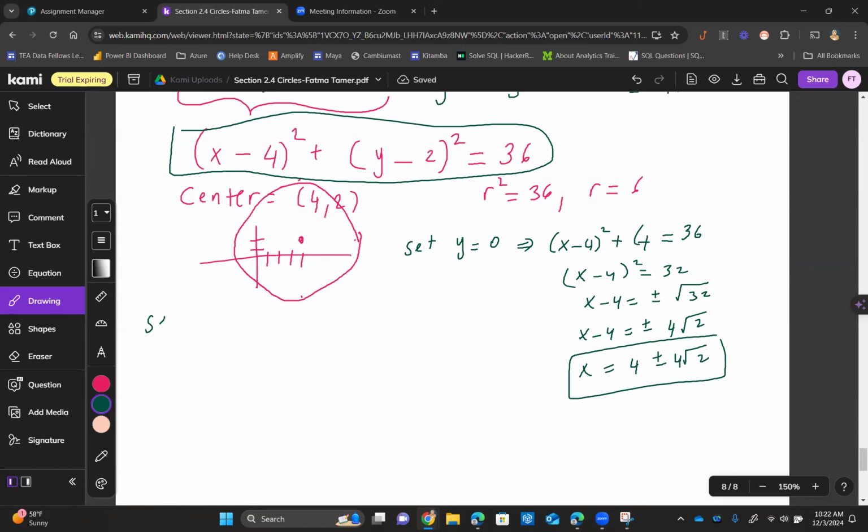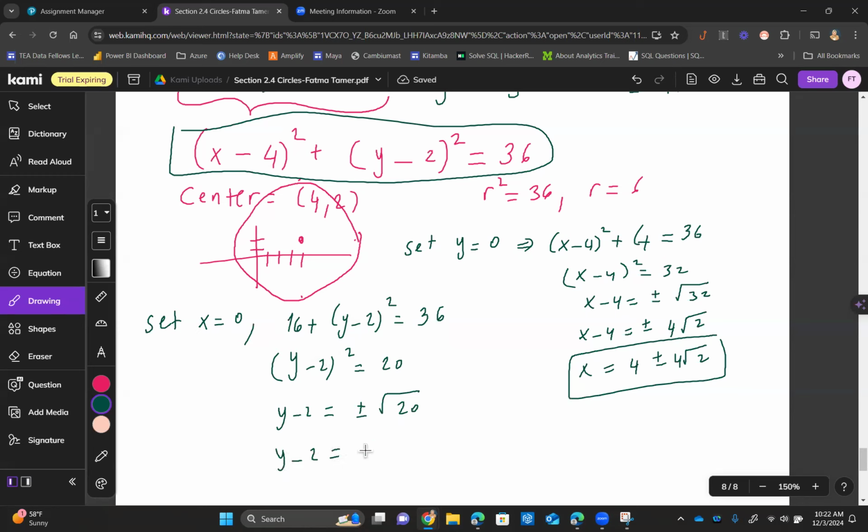Similarly, now when I set x to be 0, 0 − 4 is negative 4, squared is 16. And then this is (y − 2)² equal to 36, and so (y − 2)² is 20 when we subtract 16 on both sides. So y − 2 is equal to plus and minus the square root of 20. This is 2√5.